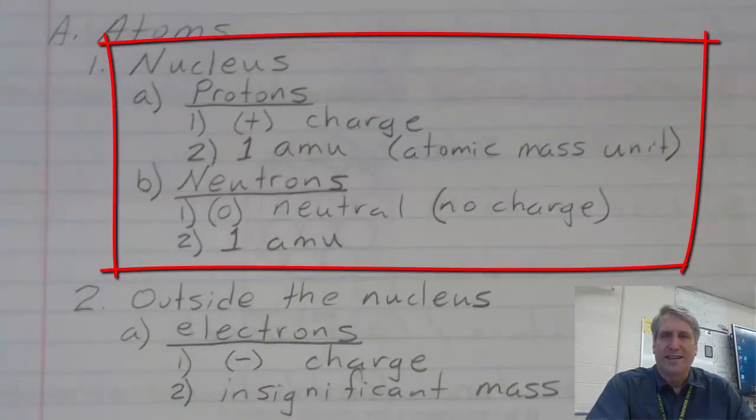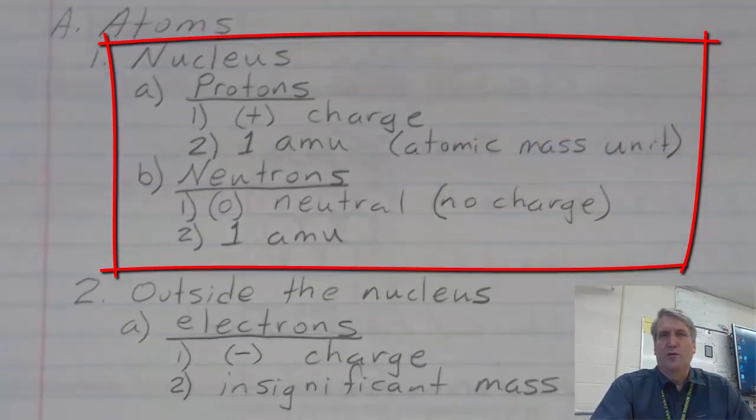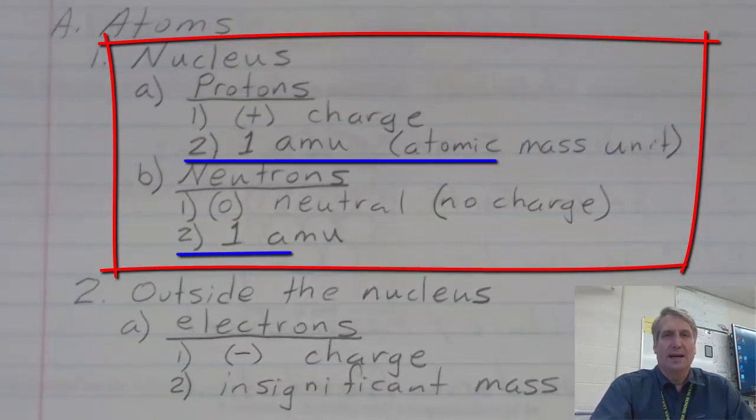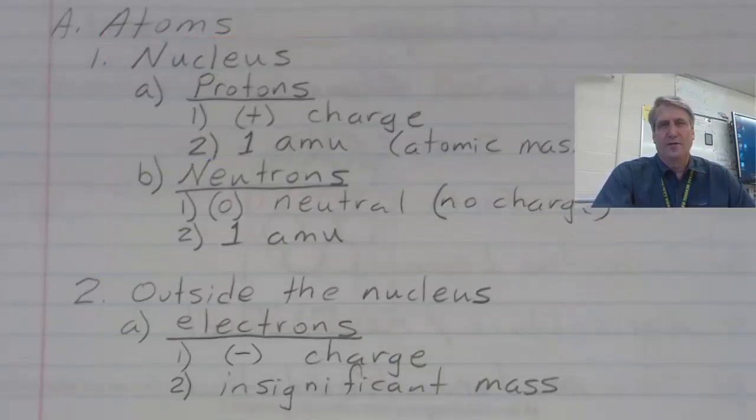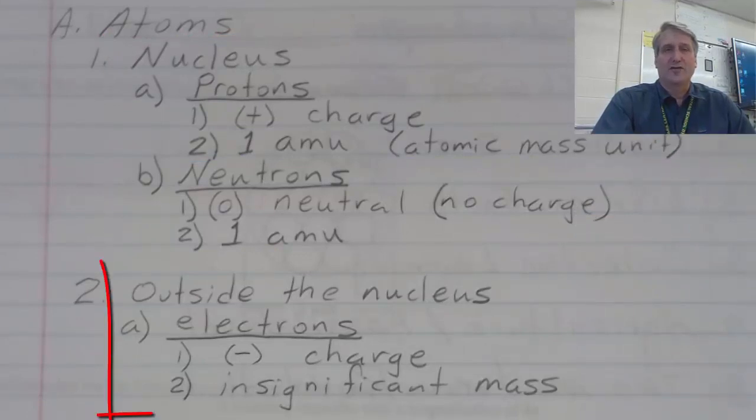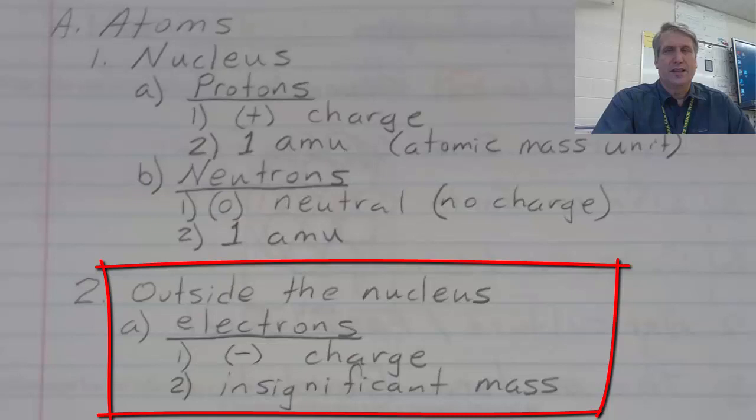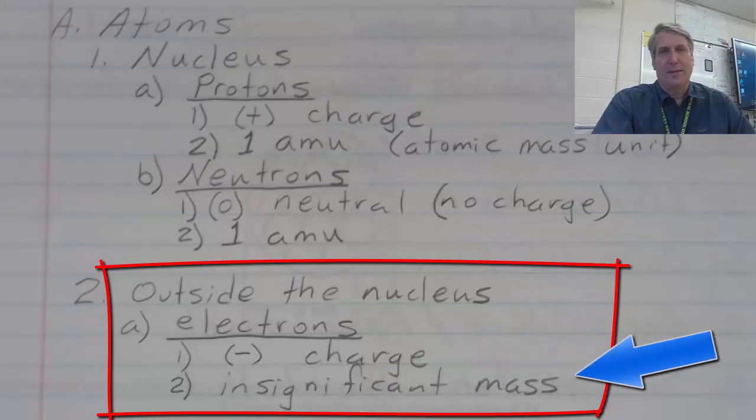Protons and neutrons make up the dense nucleus of an atom. Protons have a positive charge, while neutrons are neutrally charged. Both protons and neutrons have the same mass, 1 atomic mass unit. The protons and neutrons make up all of the significant mass of the atom in the dense nucleus of the atom. The third type of particle that makes up an atom are the electrons. The electrons are found in the area outside of the nucleus. They have a negative charge, and they also have insignificant mass.